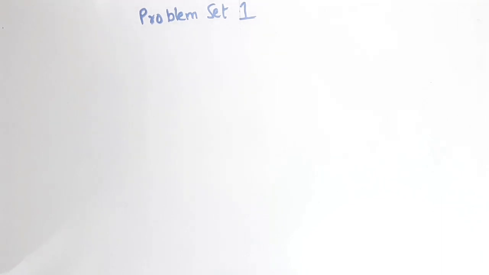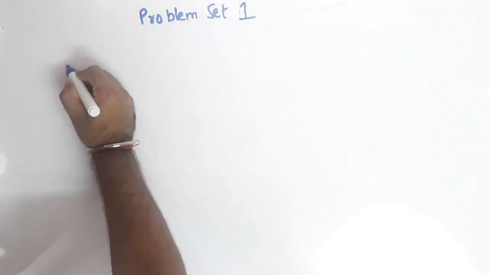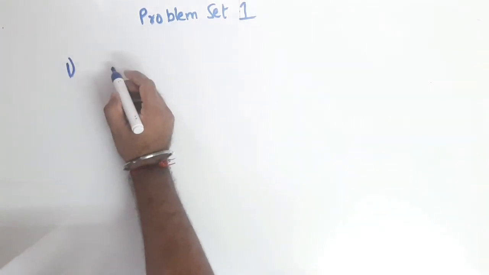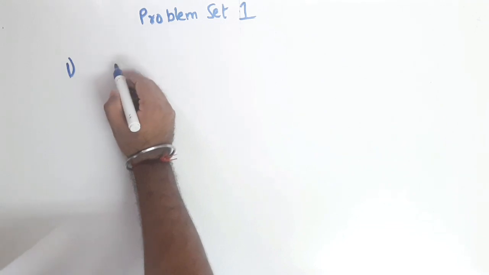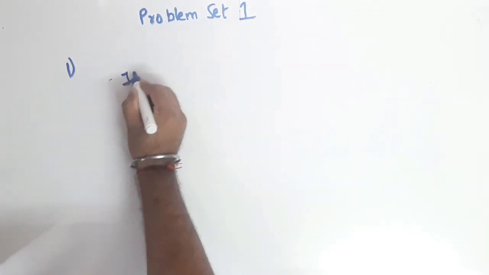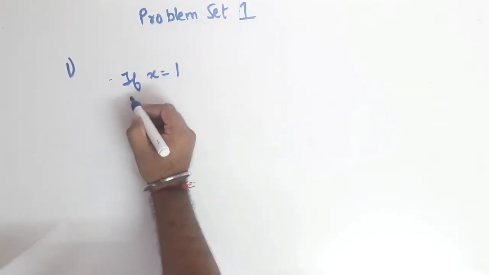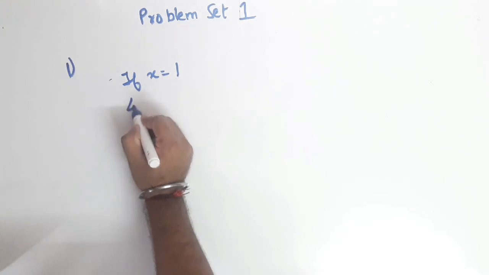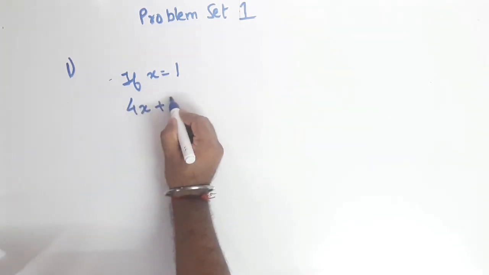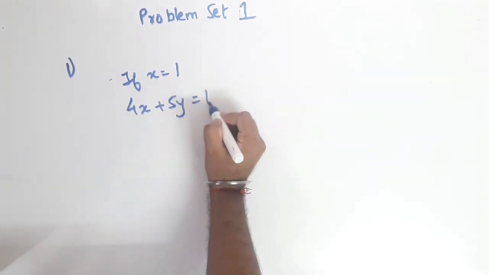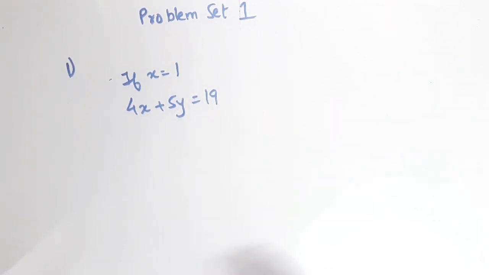Hello everyone, we are here with problem set 1, Algebra Standard 10th, and question number 1 is an MCQ. So the first question is, if x equals 1, we have to find the value of y for the graph 4x plus 5y equals 19.